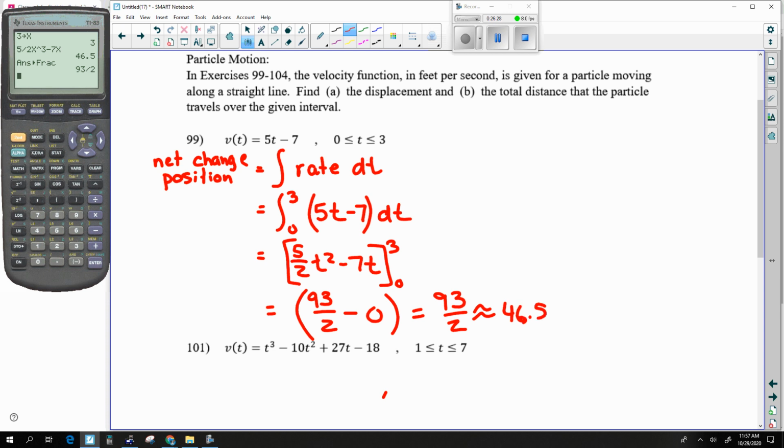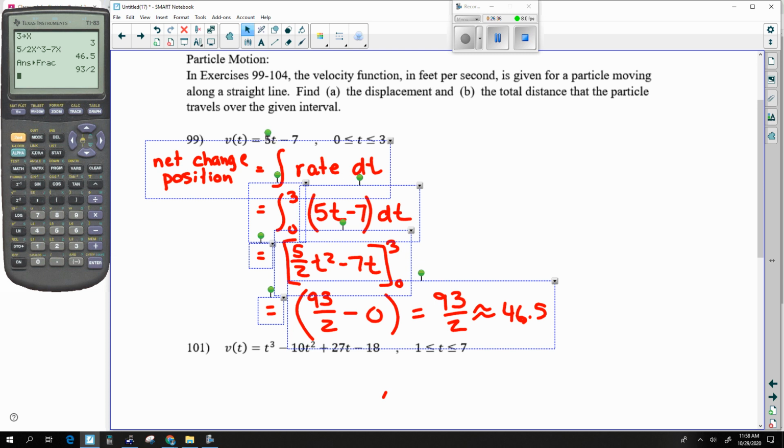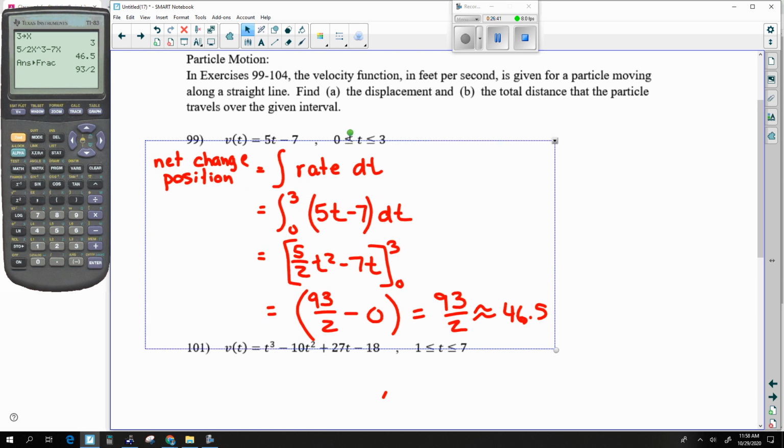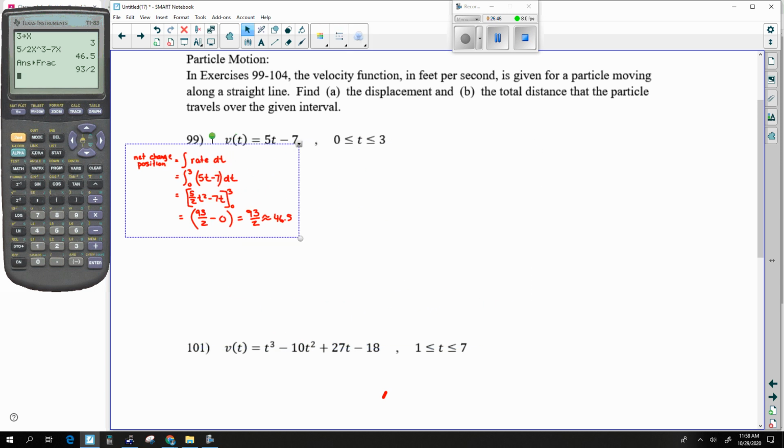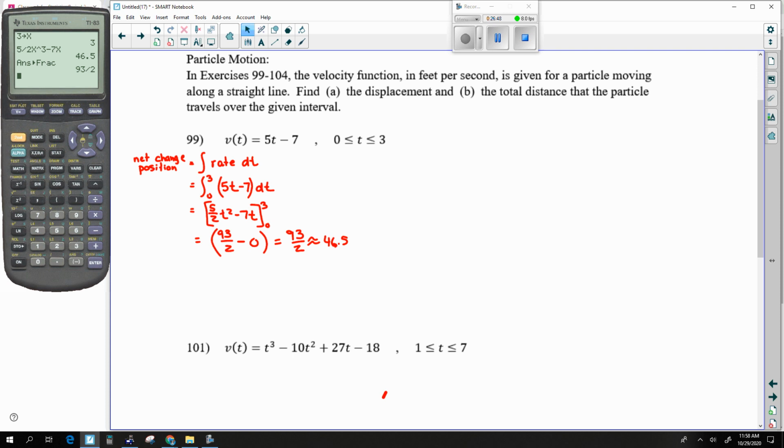Okay, so the total displacement is 46.5. Oh, that is a change in position. So a change in position, this is a position value. I usually write it as delta s, t. Delta means a change in. And so this is given in feet. They love their labels. All right, so the net change is 46 feet.